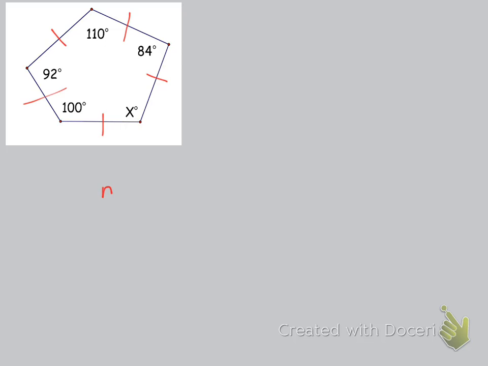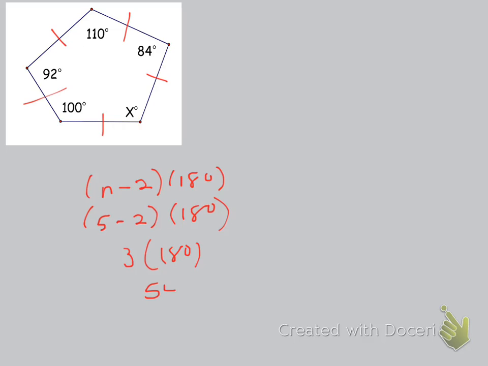So we're going to do n minus 2 times 180 to figure out how many degrees it should have. We said it had 5 sides, so 5 minus 2 times 180. So then you end up with 3 times 180. And 180 times 3 is 540, which matches our table from before. So this polygon should have 540 degrees. So from this point here, all we have to do is add up the sides.